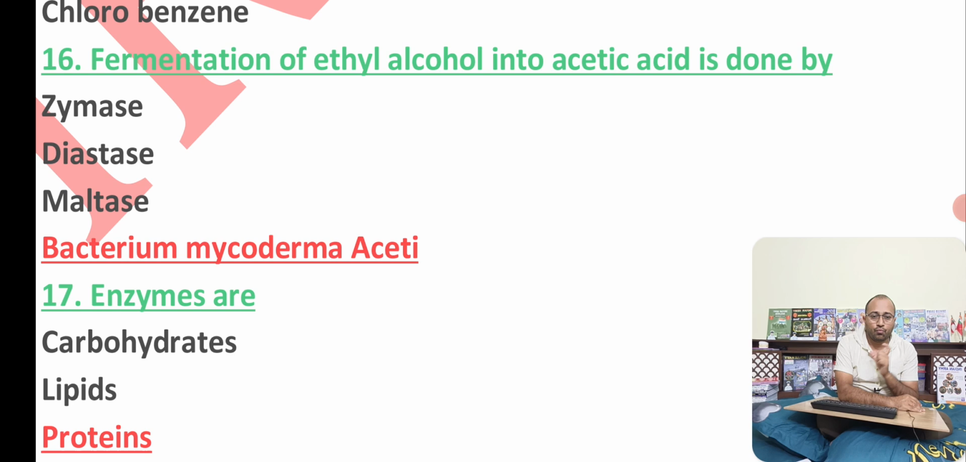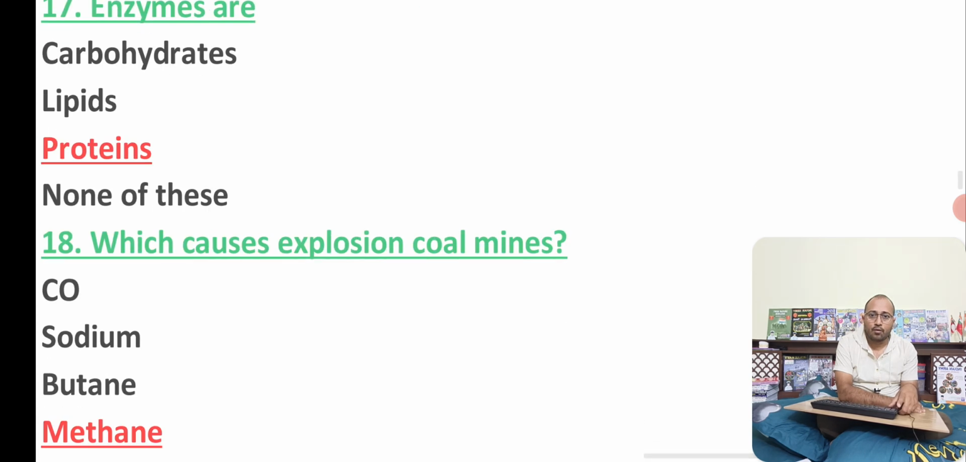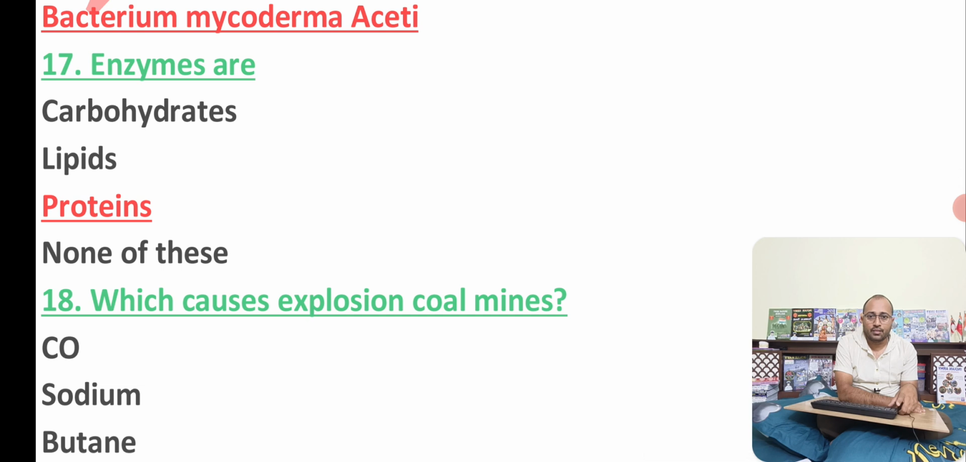We should know about hydrogenation, vanaspati oil into ghee. All these processes are very important. We have the galvanizing process, hydrogenation process, fermentation process. You know about fermentation, like the lactobacillus bacterium converting milk into curd. So it is one type of fermentation process. Enzymes are proteins. You should know about enzymes. They are all proteins, guys.